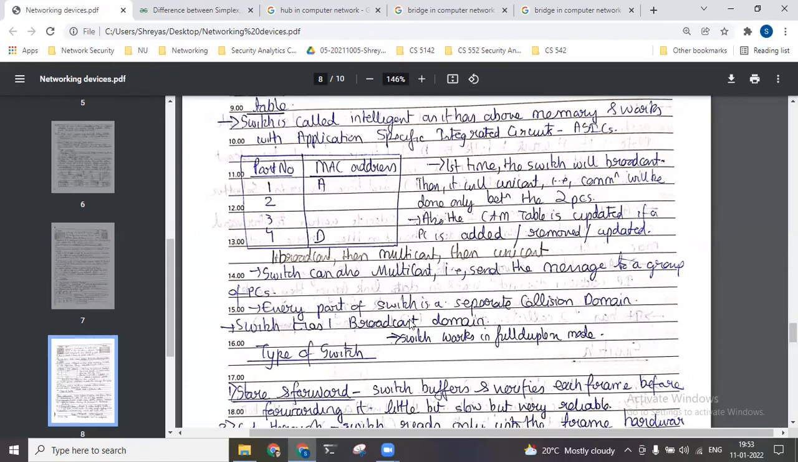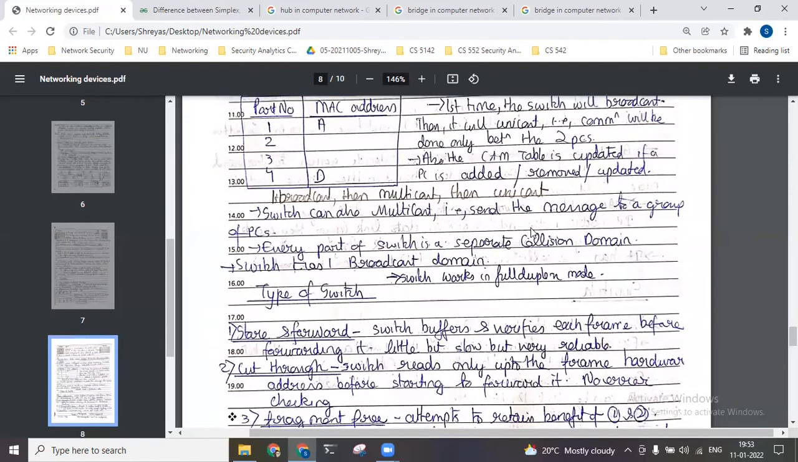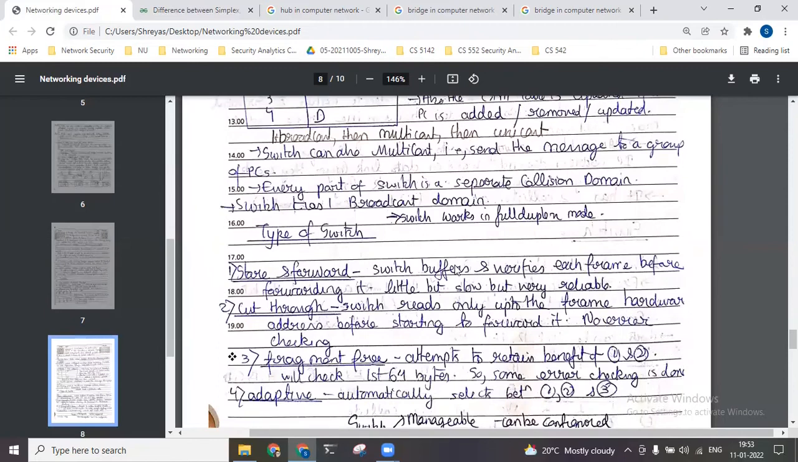So every port of a switch is a separate collision domain, and it works in full duplex mode. That is, because it's a dedicated path, full duplex communication can take place in a switch. Okay, and the types of switch that are there: basically there are 4 types. One is store and forward. That is, whatever information comes, there is a buffer space. It will store the data first to verify the frame, and then it will forward it. Now this is a bit slow, but it is very reliable and very safe.